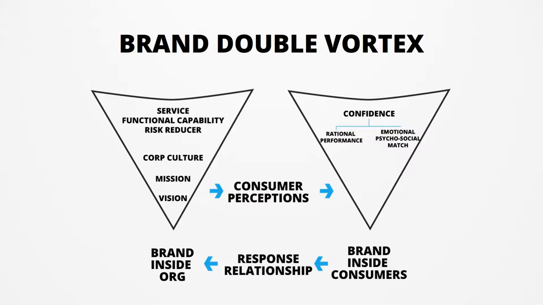The double vortex here on the left is describing the internal brand, so the brand within the organization. And these are things that you might see in a mission statement or a vision statement for an organization. But what's really interesting is the connection with consumer perceptions. So what is crucial today in terms of authenticity is that consumers can very easily see misalignments. If a brand is making certain claims externally that it is not being faithful or authentic to internally, consumers are able to suss that out, and it will have a very negative impact on the brand's perception.